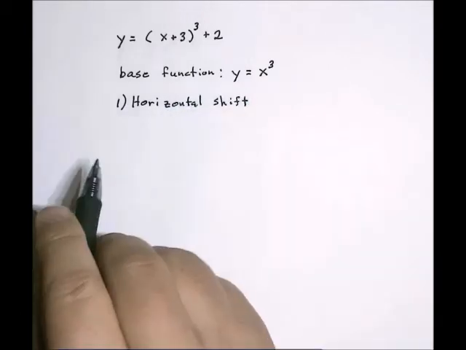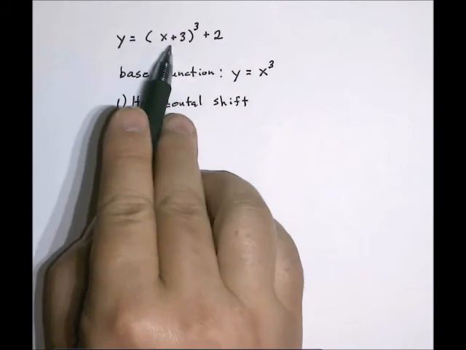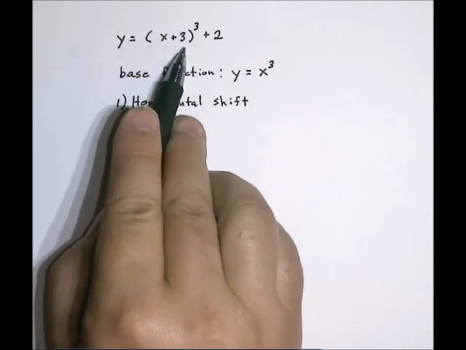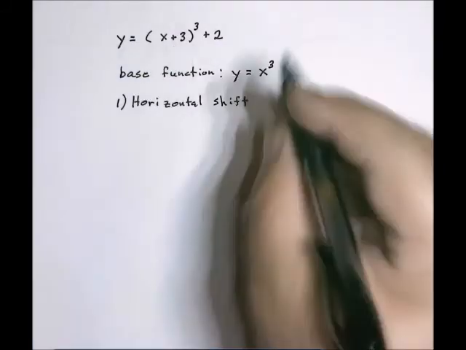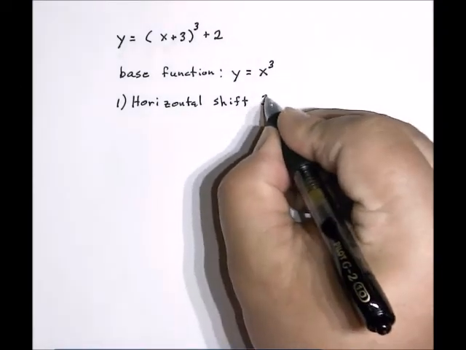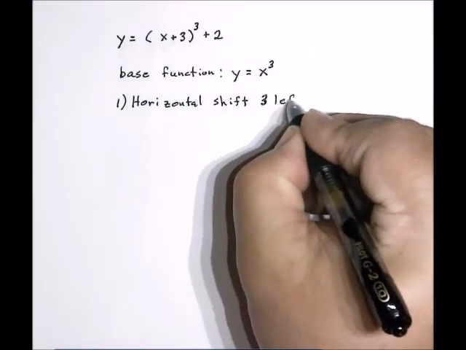Let's start with our horizontal shift. And we do have a constant inside the function. It's a +3. And that shifts 3 left.